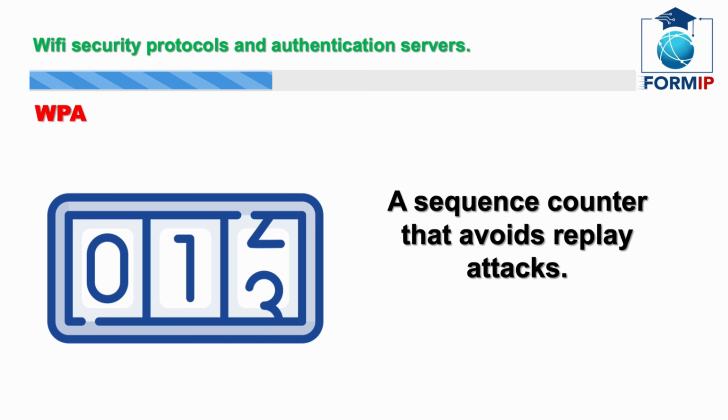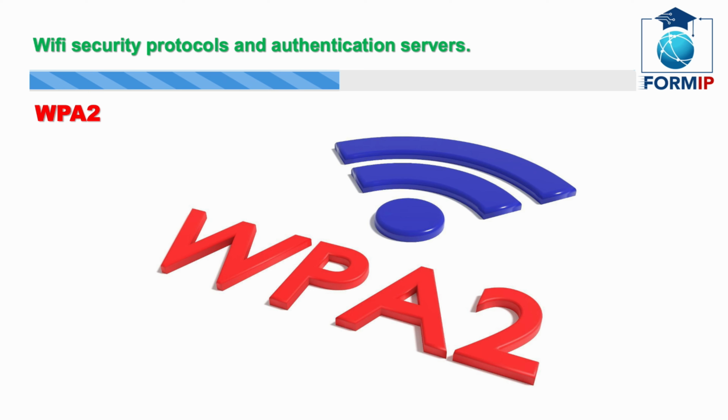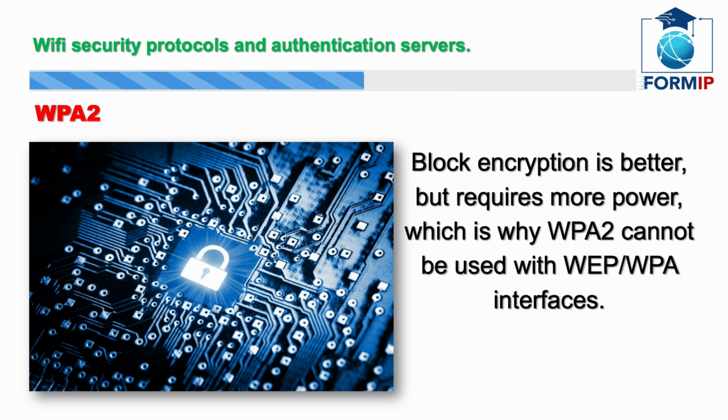As we have seen, WPA was only an emergency response, and it was in 2004 that WPA2 pushed the security of Wi-Fi communications even further. The communication protocol will then be the CCMP, which uses a block encryption algorithm called AES. RC4 was a stream encryption algorithm that requires little computing power for encoding, decoding. Block encryption is better, but requires more power, which is why WPA2 cannot be used with WEP/WPA interfaces.